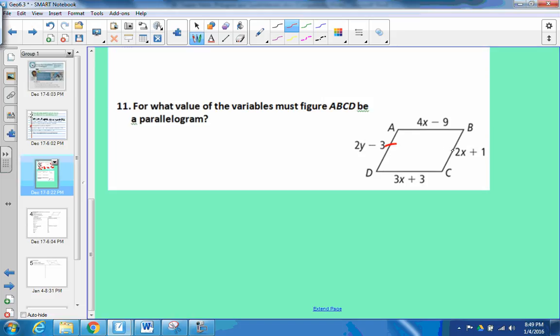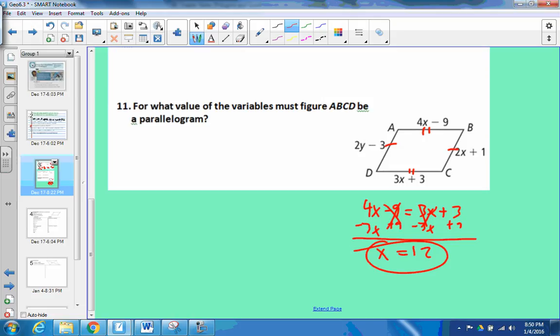This is dealing with opposite sides. So this has to be congruent to this. This would have to be congruent to this. I'm going to do the top and bottom ones first because they have the same exact variable dealing there. So we can figure out what maybe the variable of x is. So 4x minus 9 would have to equal 3x plus 3. So you subtract 3x. You also add 9 to both sides. You end up with just 1x is equal to 12.